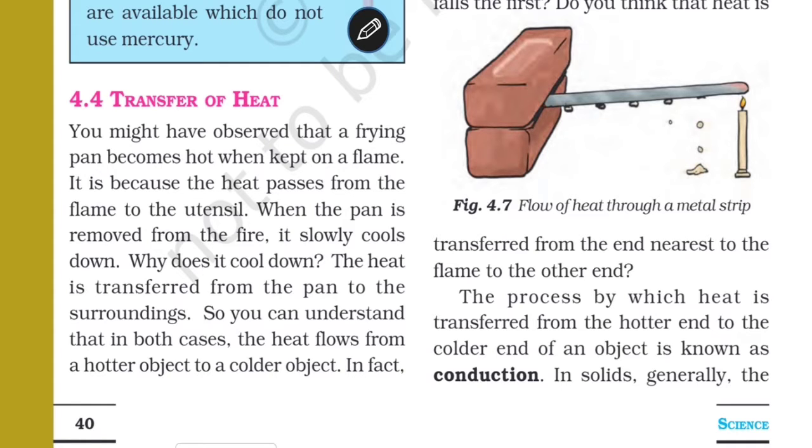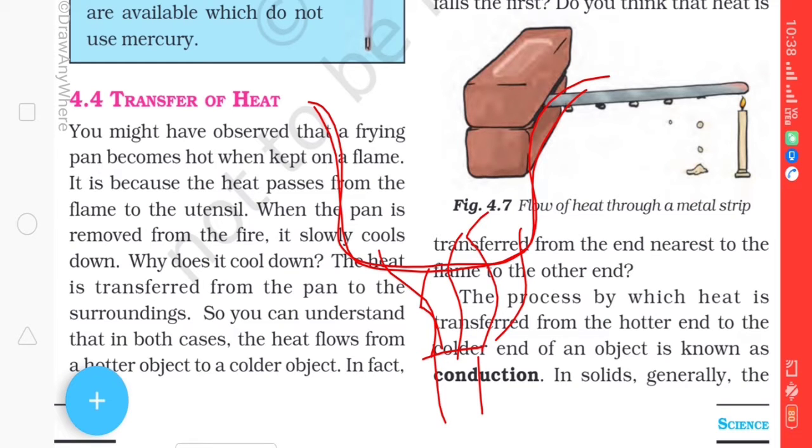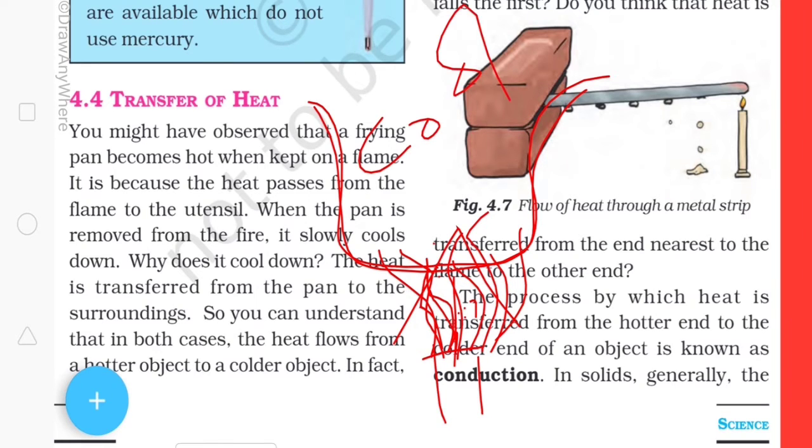So, in this example, suppose we are taking a frying pan, and we are heating the pan. If this is the flame and this is the frying pan, the flame is what? It is hot. Yes, the flame is hot, and the heat will get transferred from the flame to the pan. So here we can see that the heat is getting transferred from a hotter object to a colder object. This was cool, and this flame is hot. The heat is getting transferred from a hotter object to a cooler object.